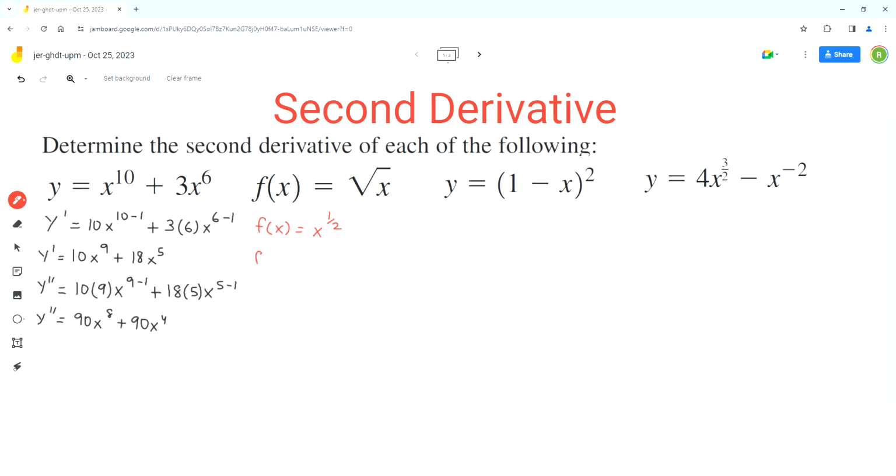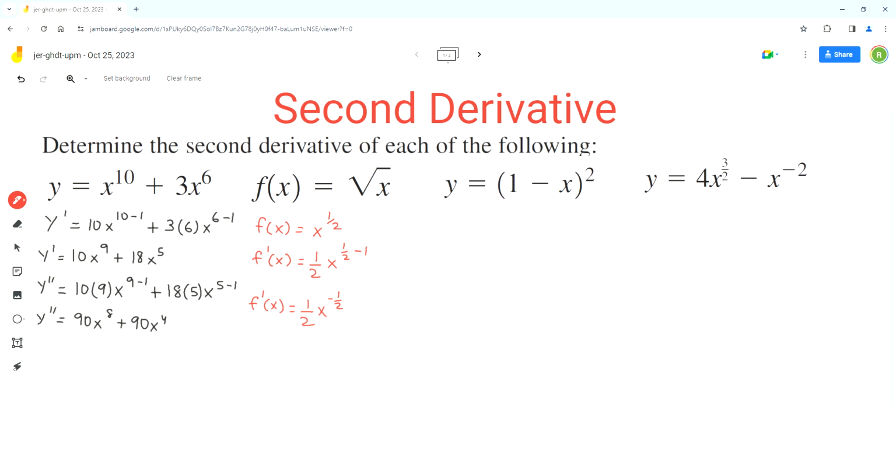Now we'll find the first derivative for this equation. So that will be f prime of x. And we'll have to use the power rule. So we'll move the exponent to the front, so 1 over 2, and we'll subtract 1 from the exponent. Now we can simplify this expression. So f prime of x equals 1 over 2 and then x exponent negative half, because half minus 1 is equal to negative half.